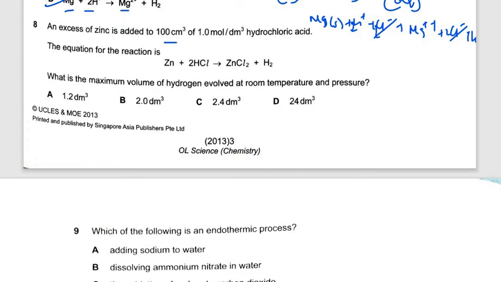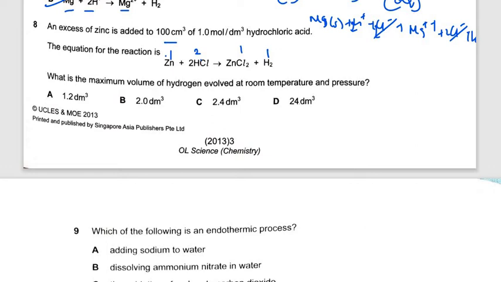This is a question on molar concentration, which combines moles with the chemical equation. Look at the ratio of zinc, hydrogen chloride, zinc chloride and hydrogen gas. This is 1 mole, this is 2 moles, this is 1 mole, this is 1 mole. So this is the ratio: if 1 mole of zinc reacts with 2 moles of hydrogen chloride, you will get 1 mole of hydrogen gas.